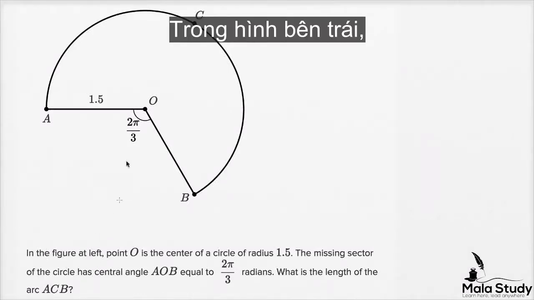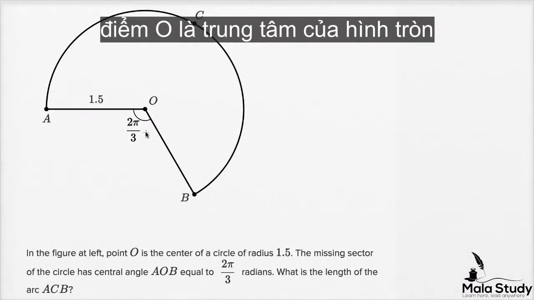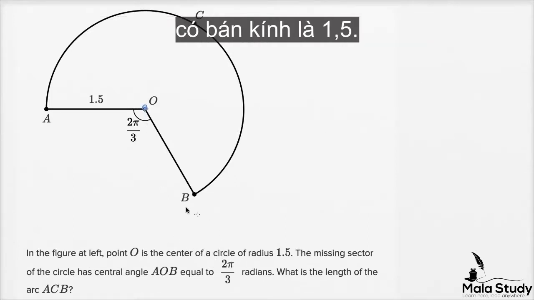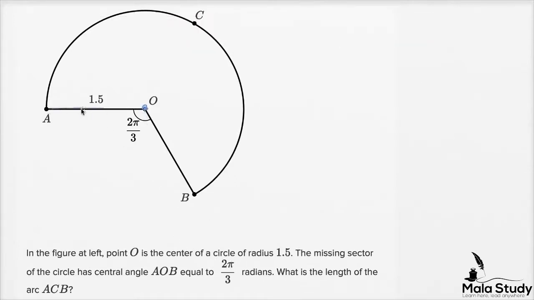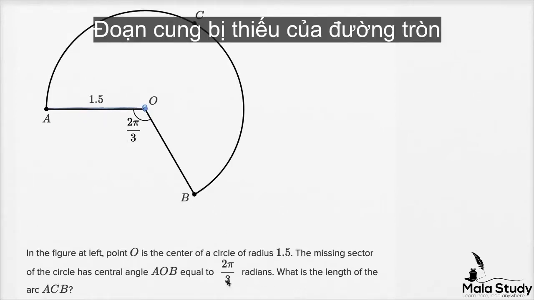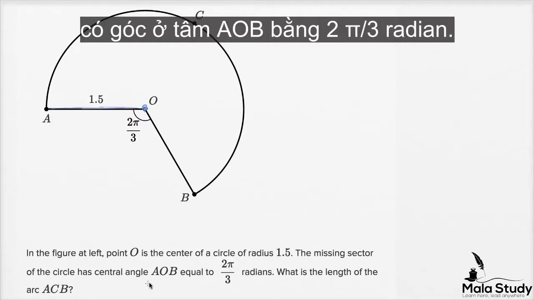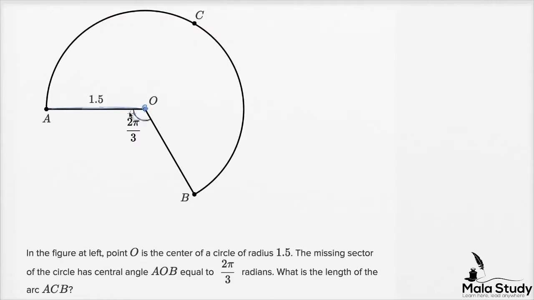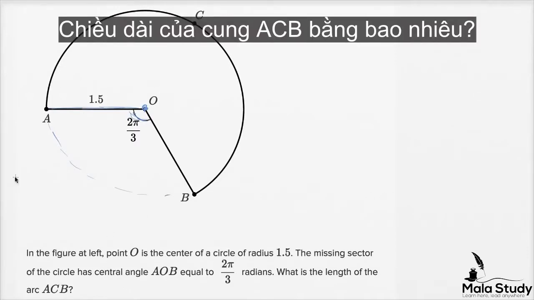In the figure at left, I pasted it up here, point O is the center of a circle of radius 1.5. We see that right over there. The missing sector of the circle has central angle AOB equal to 2 pi over 3 radians. That's this right over here, and that's the central angle for the missing sector right over there. What is the length of arc ACB?